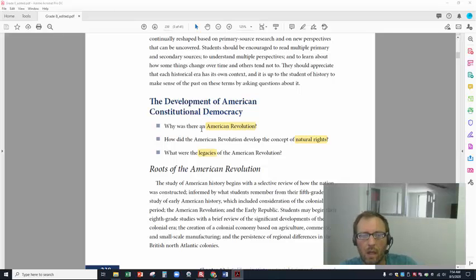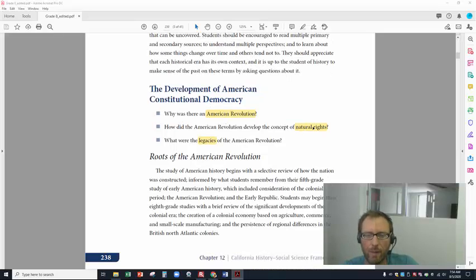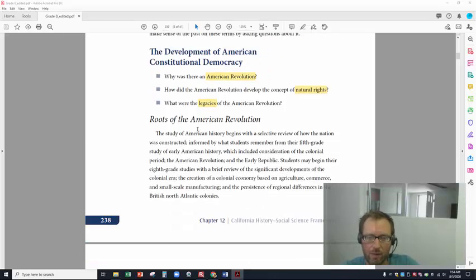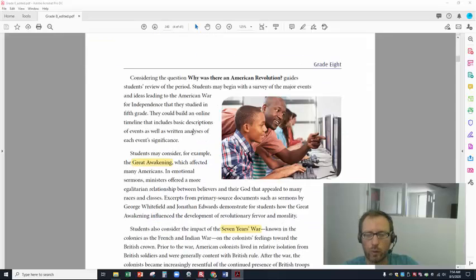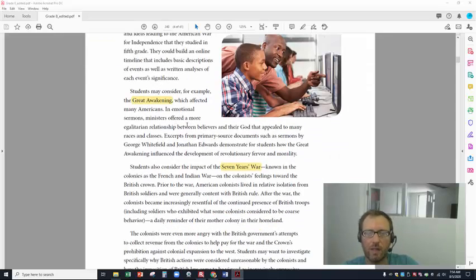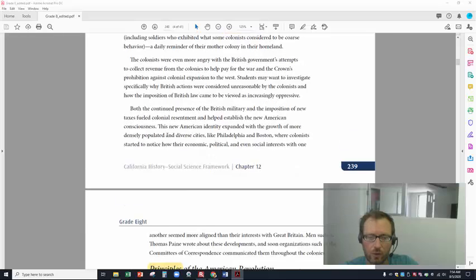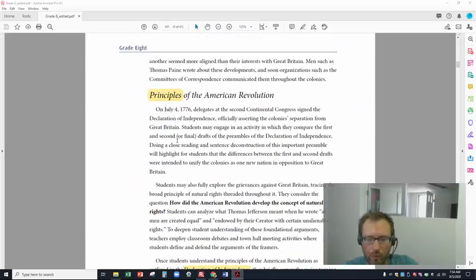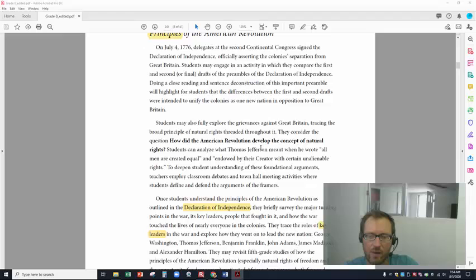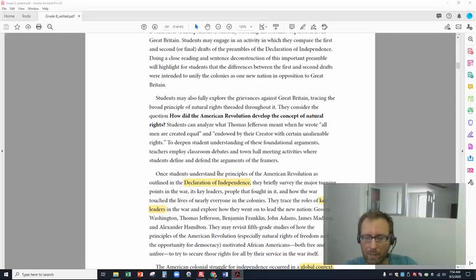But the key points here is why was there an American Revolution? Let's talk about this concept of natural rights, inalienable rights, that people just have rights. You don't have to defend your right to have rights. And then what are the legacies of that American Revolution? So it brings us all the way back to the roots of the American Revolution, things like the Great Awakening or the Seven Years' War, the principles of the revolution and this concept of natural rights. And that's where we get all men are created equal, endowed by the Creator with certain unalienable rights, life, liberty, and the pursuit of happiness.